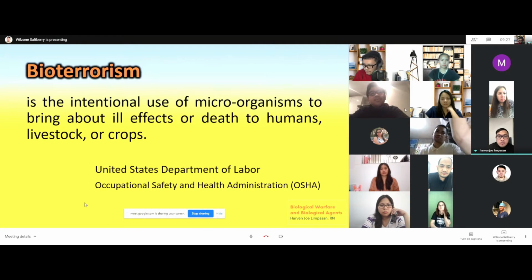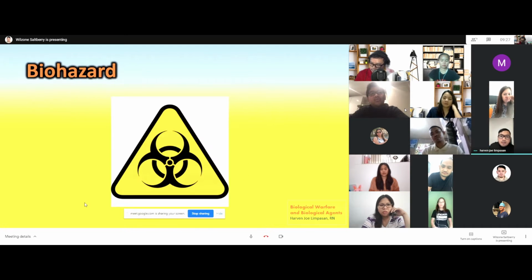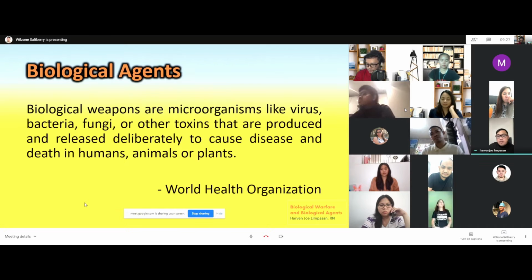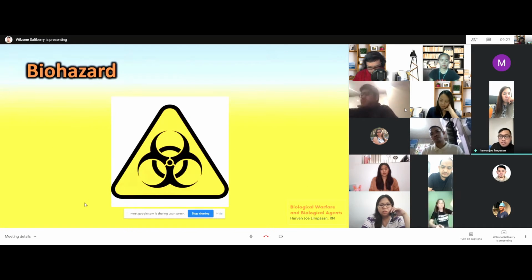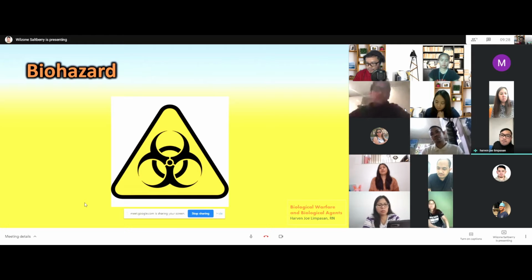According to the Occupational Safety and Health Administration of the United States Department of Labor, bioterrorism is the intentional use of microorganisms to bring about ill effects and death to humans, including livestock or crops. So this is the universal symbol for biohazards, which includes infectious agents used in biological warfare.